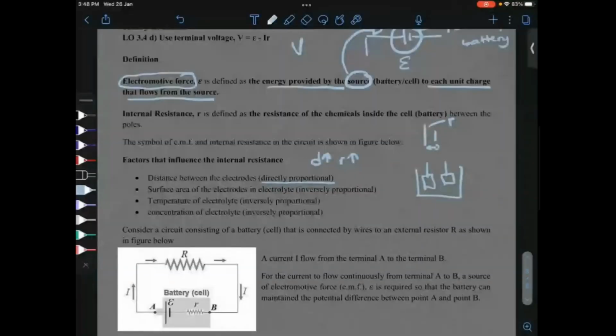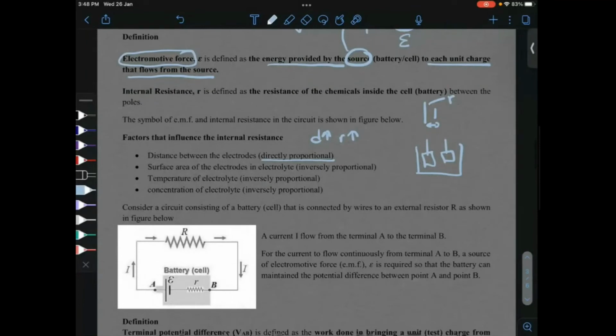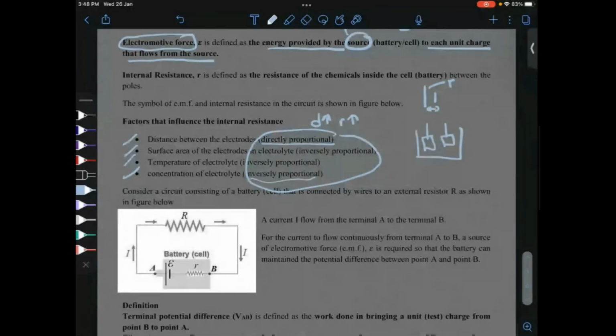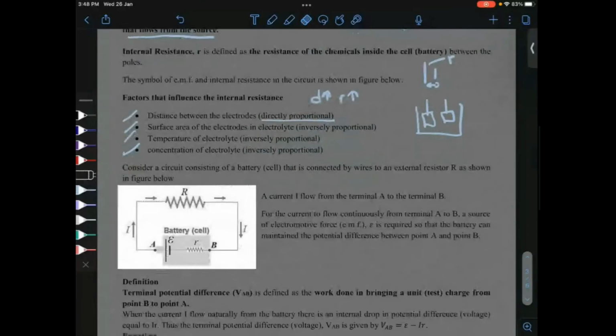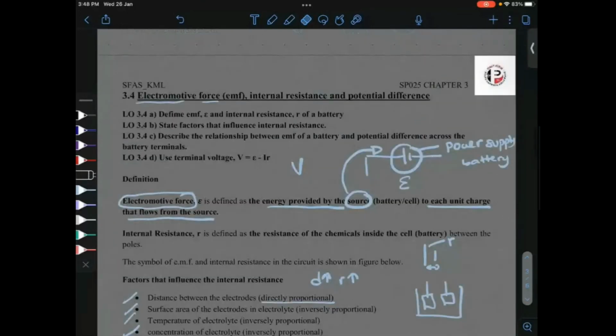And then finally is the concentration of the electrolytes. If your electrolytes is so concentrated, the internal resistance will decrease. They are inversely proportional. So awak kena tahu kesemua faktor ni and how they react, whether they are directly proportional or inversely proportional. Okay, and then so sekarang kita nak tengok pemahaman kita on terminal potential difference, iaitu the next term dekat sini, ataupun potential difference across the battery terminal.